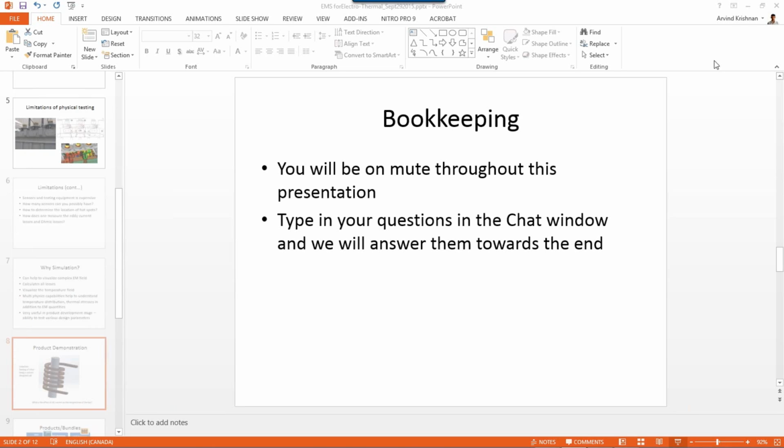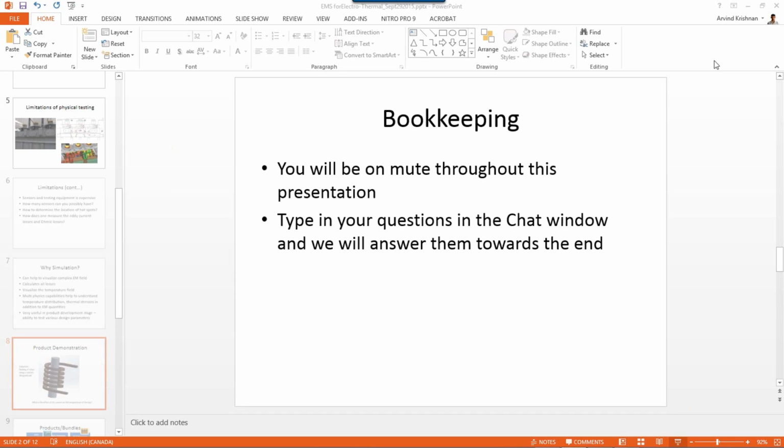Now with this brief introduction, I'm going to quickly change gears here. I'm going to show you the product EMS, and we're going to have a very simple demonstration that highlights the electro-thermal capability of EMS. We are going to design a custom coil which is used for heat treatment, especially heating of a solid bar, as you see here.